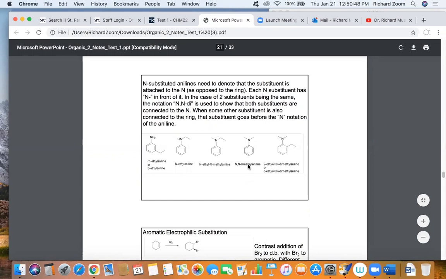And in the last one, you'll see there's two methyl groups. So that one would be called N,N-dimethyl aniline. It's wrong to just put N-dimethyl aniline. It has to be N,N to show both methyl groups are connected to the nitrogen. And then if you're combining these, this could be o-ethyl-N,N-dimethyl aniline.